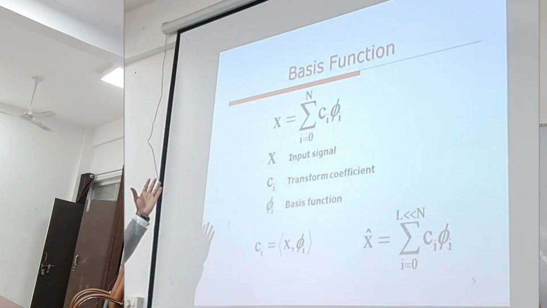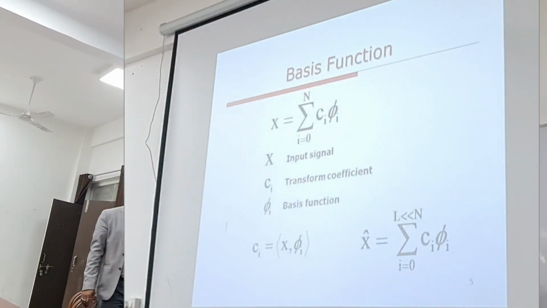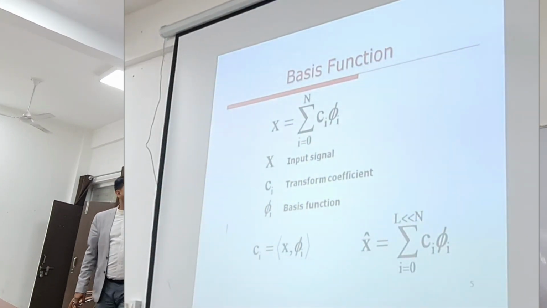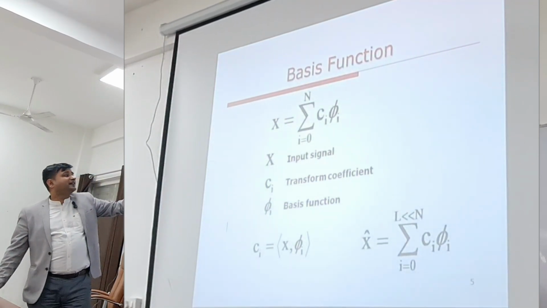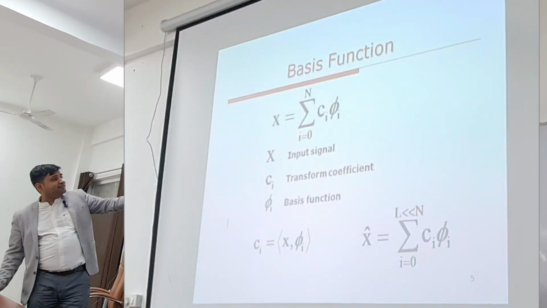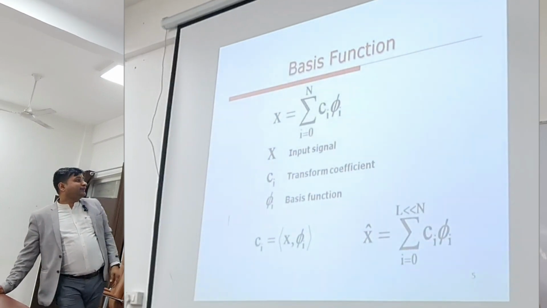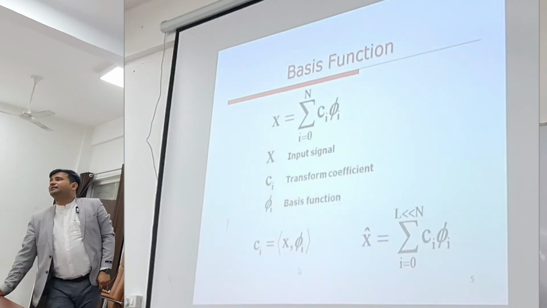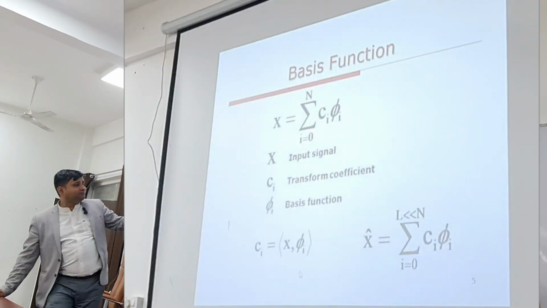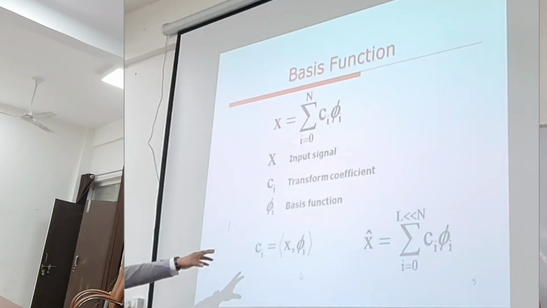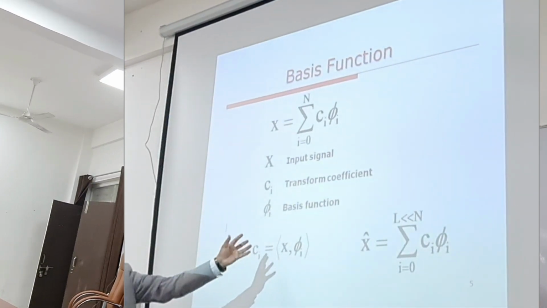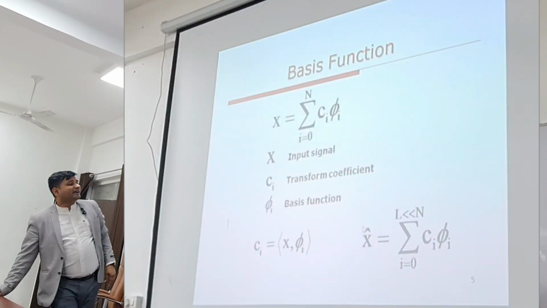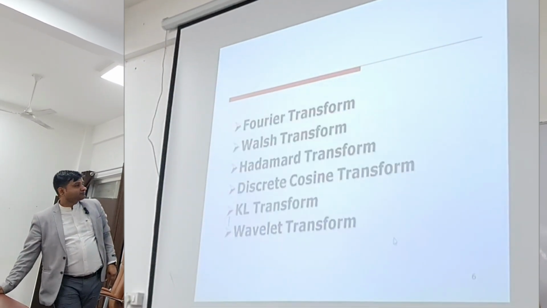You have taken an example mathematical representation: x is equal to summation i is equal to 0 to n of c_i phi_i. This is the transform coefficient, x is the input signal, and phi is the basis function. This is the simplest notation of how a transform works, and c_i represents a coefficient. This is the mathematical notation of the basic transformation. You have x cap, this is the reverse.